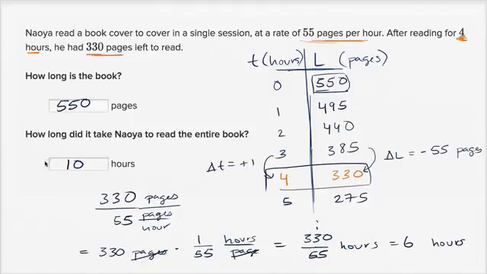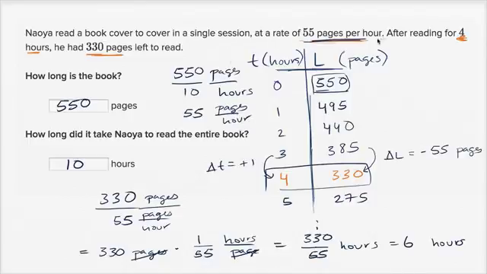And we can also see if this makes sense. If he reads 550 pages in 10 hours, what's his rate of reading? Well, 550 divided by 10, that's going to be the same thing as 55 pages per hour, which is consistent with what we just read, that he reads at 55 pages per hour.